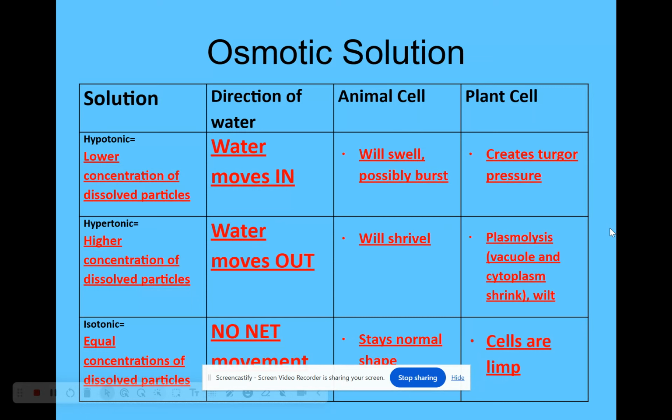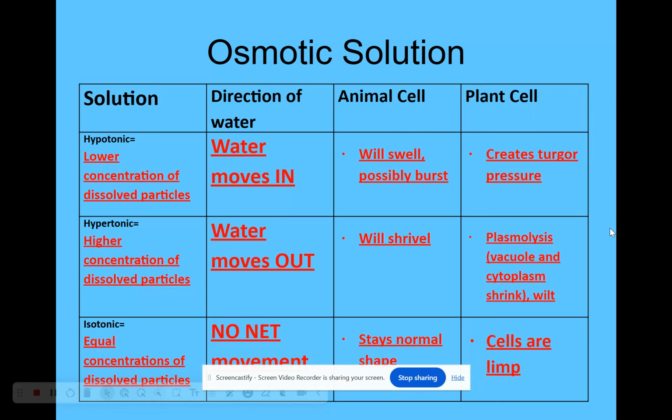Plant cells, this is what plant cells want. They want to be in hypotonic solutions. They want you to water them all the time because that creates turgor pressure. It's like having a water balloon that is so swollen, it's tough, it's strong. That's how plants stand up. That's what gives them their strength.